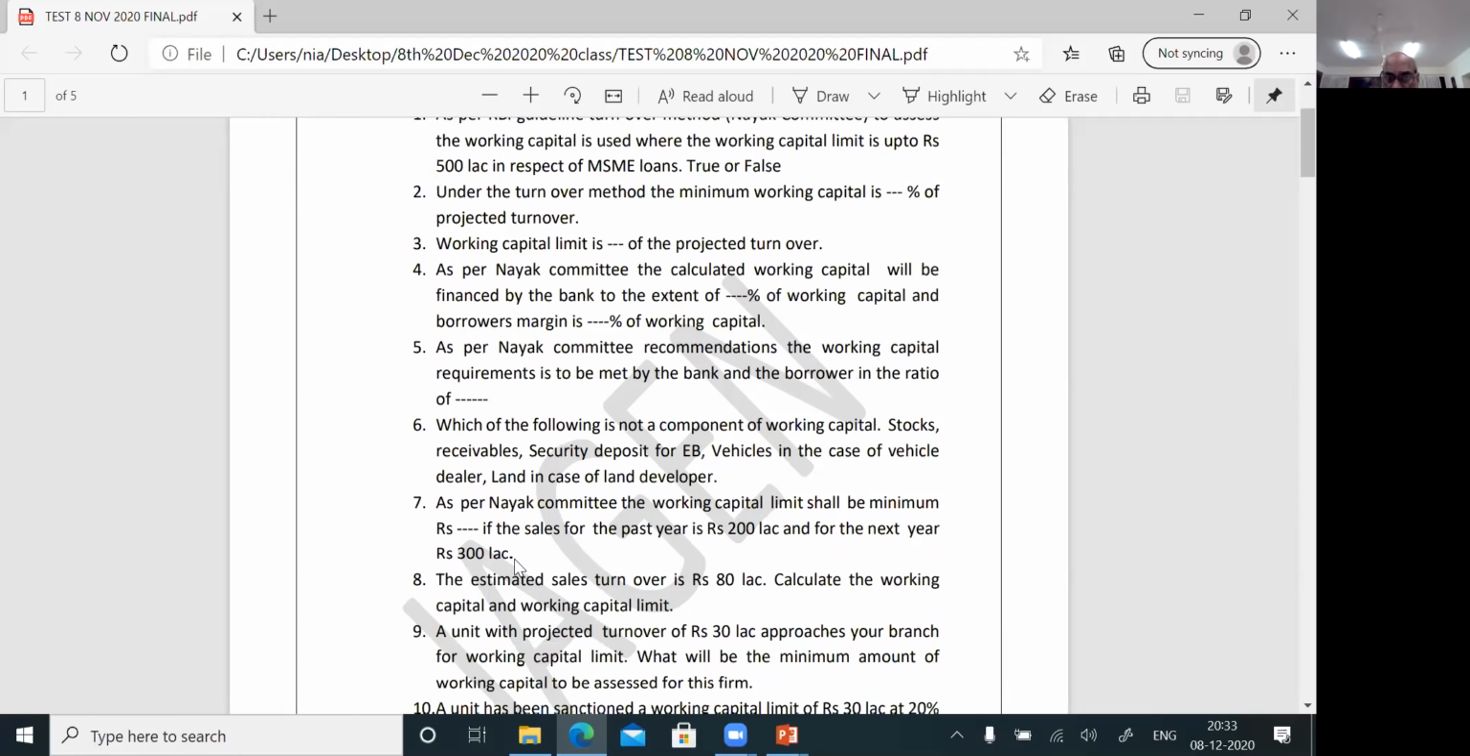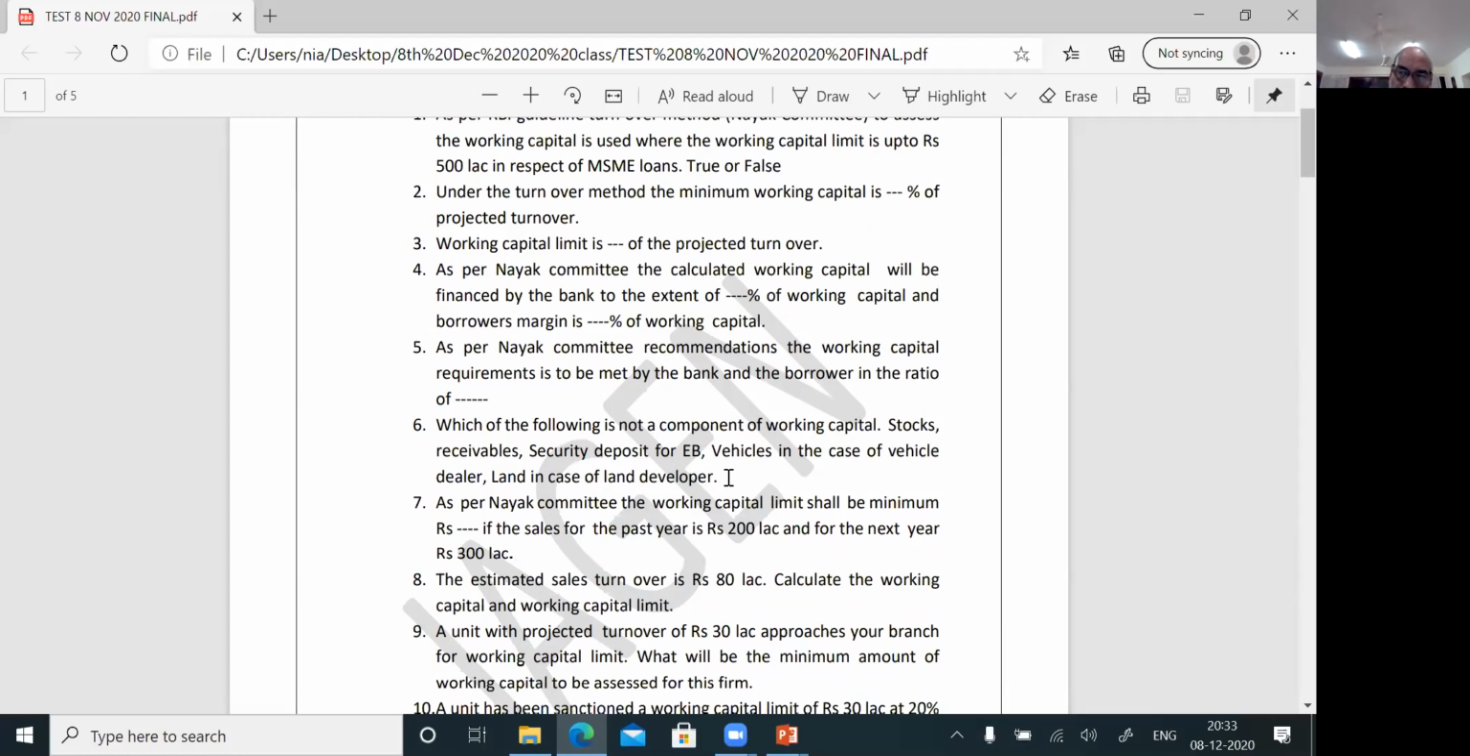Okay. Which one of the following is not a component of working capital? Stocks, receivables, security deposit for electricity, EB, vehicles in the case of a vehicle dealer, land in the case of a land developer. So which is not a component of working capital? You would have read in the balance sheet.